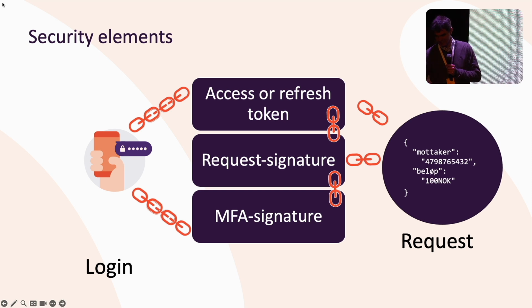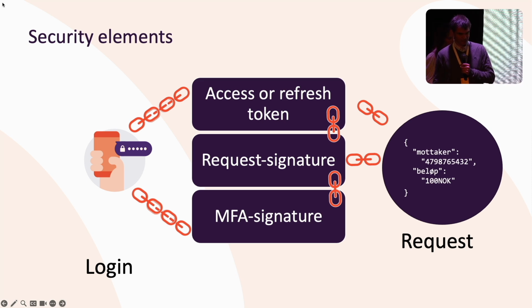And all of these elements are linked together, so you can't take one out and reuse it on another device or in another situation. So for instance, you can't take the access token from one request and use it to make the same request on a different phone, because there will be a mismatch. And you can't do two different requests on the same phone, but change the details. That won't work either.